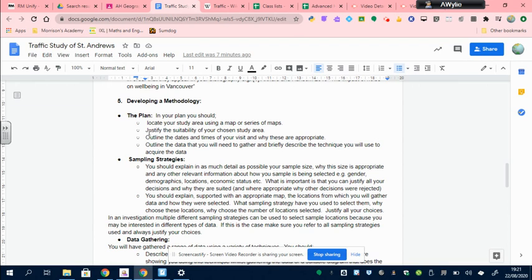Next step is to justify the suitability. So you're going to want a bit of writing about why St Andrews is a suitable place to conduct this study. Okay, think about what the study's about. It's about traffic variations. It's about how traffic generates problems and how that affects people's well-being. What makes St Andrews a suitable place to get data for? Because remember, we could go anywhere to do this. So why St Andrews?